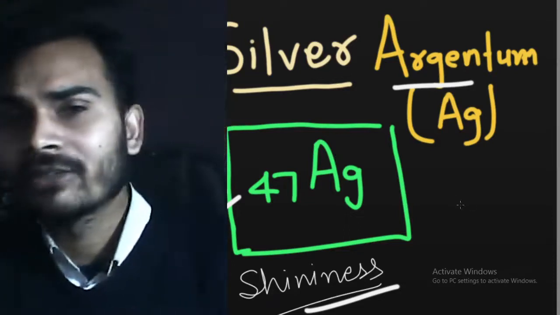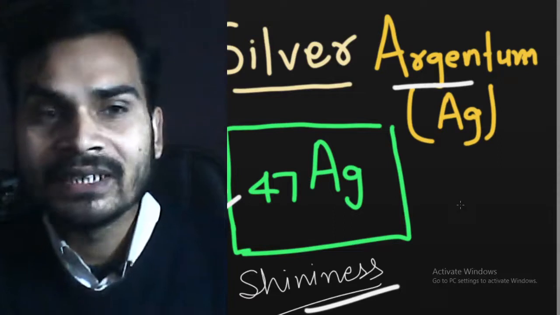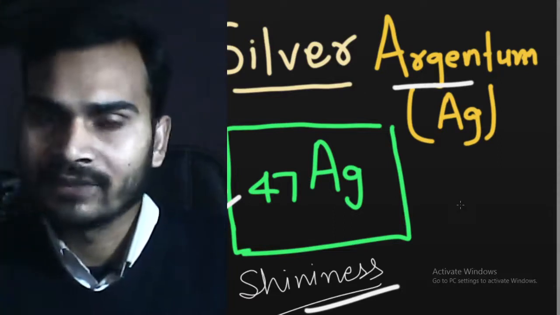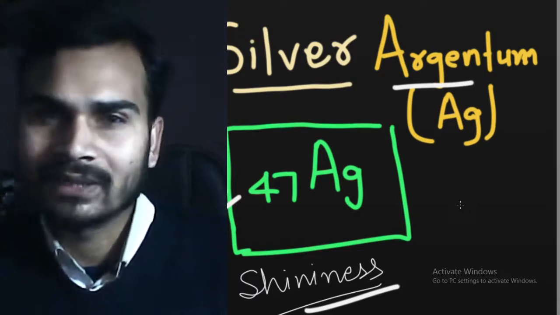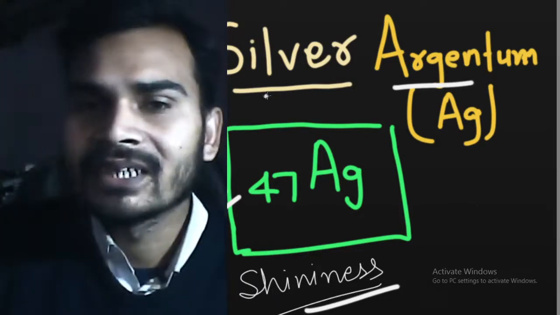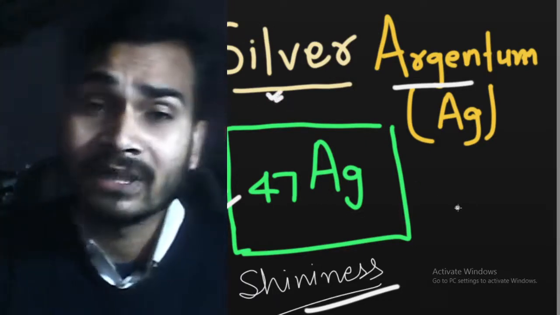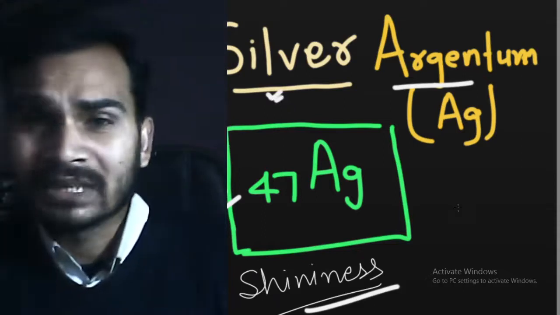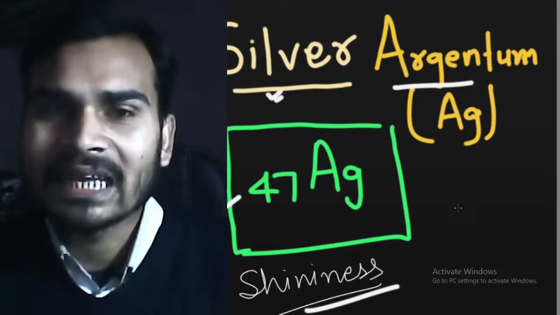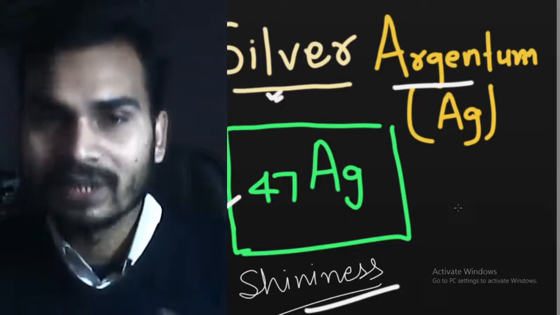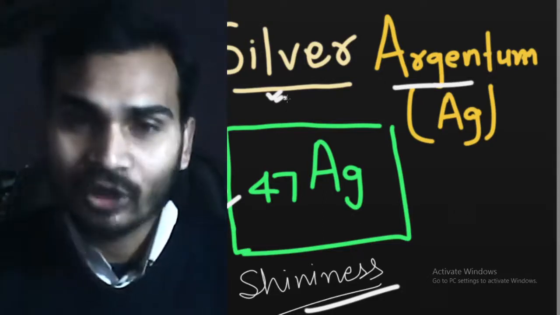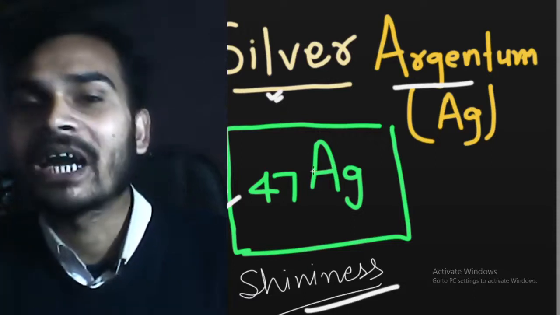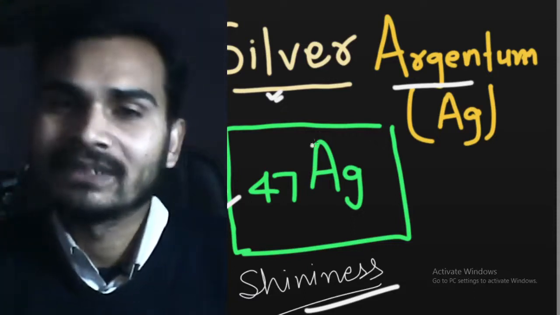A quick fact about silver: it is the best conductor ever. It can conduct electricity faster than others. Silver is the best conductor, but it is not used in wire because of its price as well as its melting point. If electricity flows through silver, it will melt down very easily, and its cost is also too high, so we can't afford silver for wire.